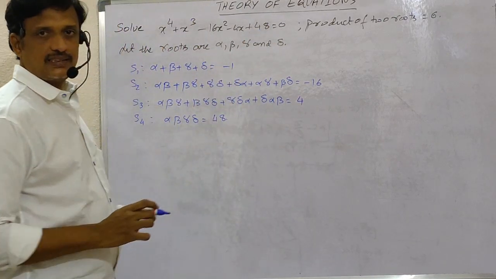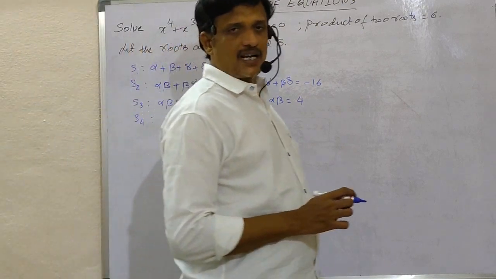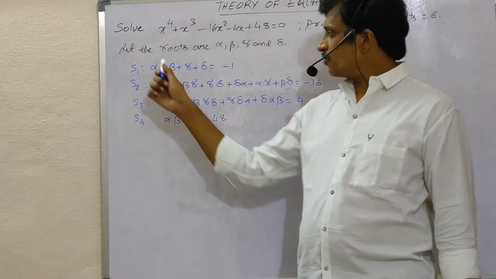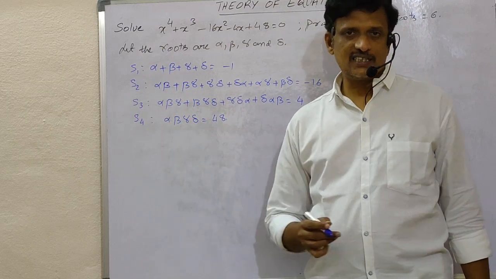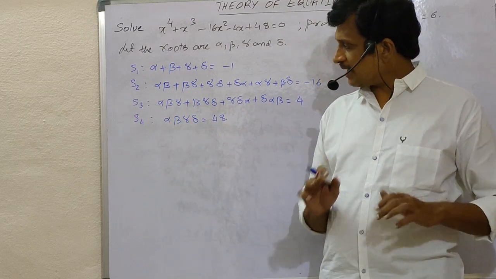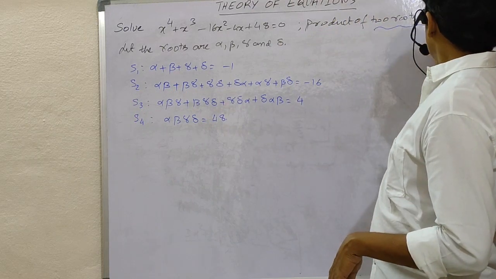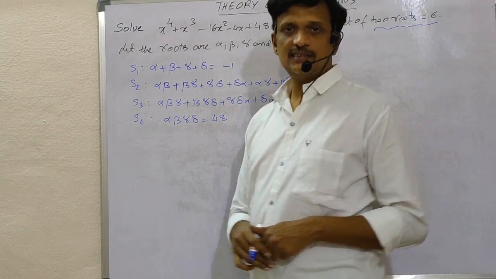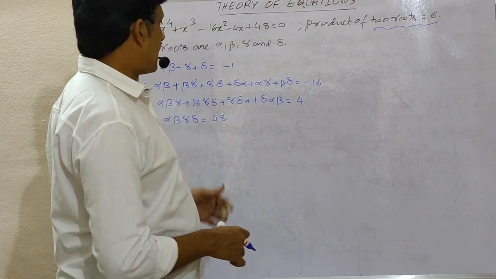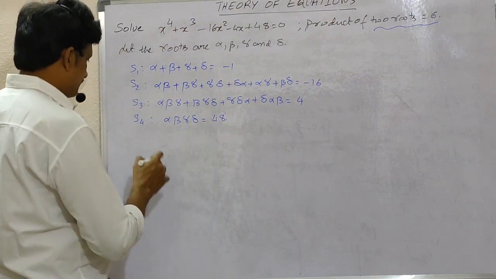You will get it like this. Since alpha, beta, gamma, delta are the 4 roots, write the S1, S2, S3 and S4 conditions like this. After writing all those, it is given that the product of two of the roots is 6. So let alpha into beta equal to 6.